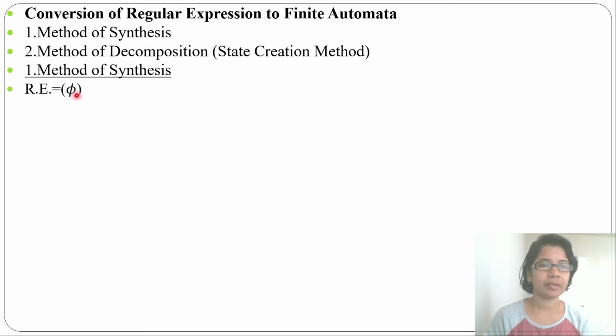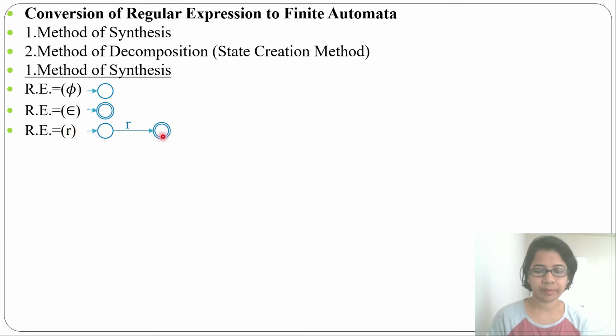Regular expression is phi. Phi means empty language. For that we just need one state. If there is no final state, then it will accept phi. Regular expression epsilon: if the initial state is the final state, then it will accept epsilon. Next, regular expression is R. For that we need two states and you can simply write R. So this is for regular expression R.